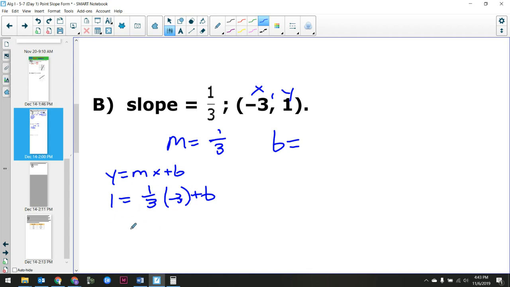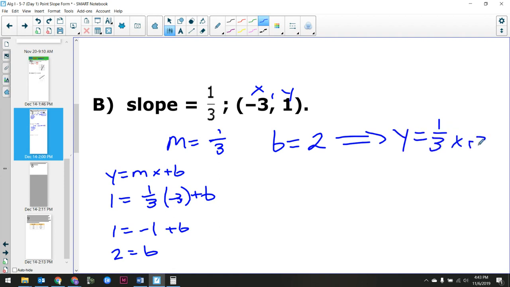So look, I can solve for b here. 1 is equal to, well, what's 1/3 of -3? It's -1. And now I solve for b by adding the 1 over to the other side. So 2 is my b value. That means, remember, my final answer should have a y and an x in it. y equals 1/3 x plus 2.